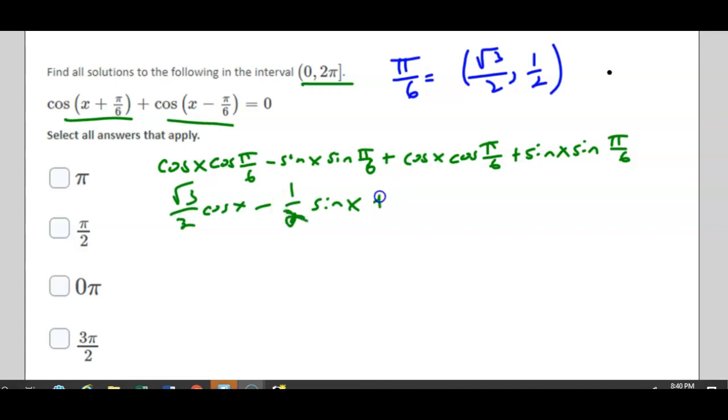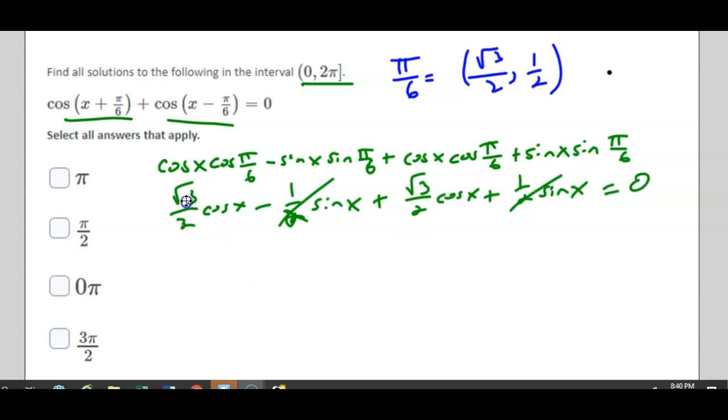Alright. And then right here, cosine of pi over 6 is radical 3 over 2. So that's radical 3 over 2 cosine of x. And then right here you have sine of pi over 6, which is 1/2. So 1/2 sine of x. Now, can anything cancel? Yeah. Right here. Negative 1/2 sine and positive 1/2 sine.